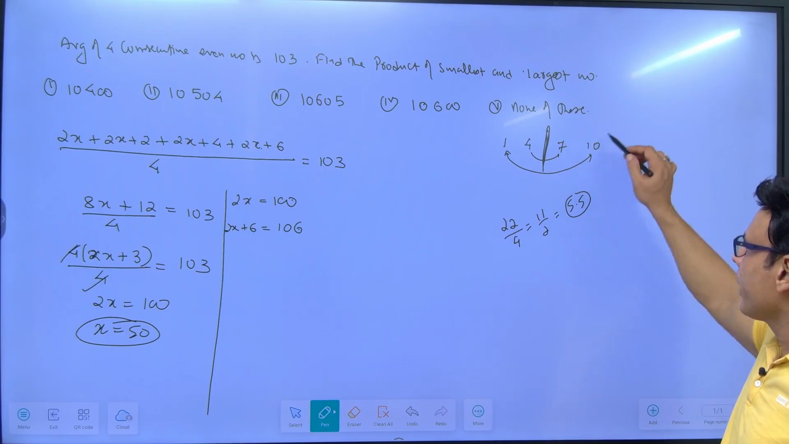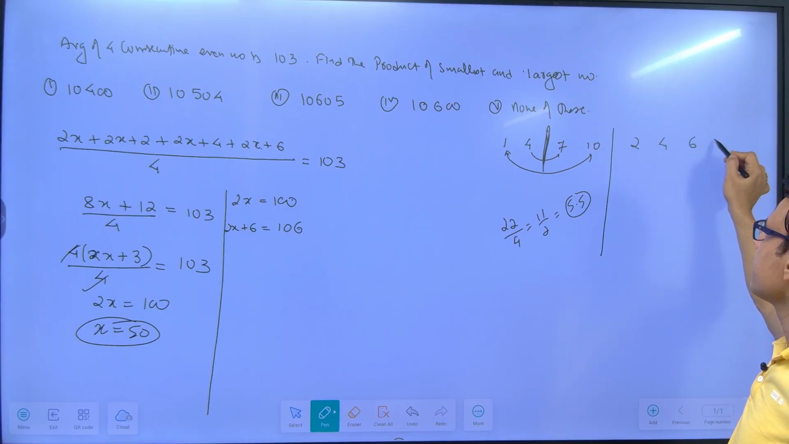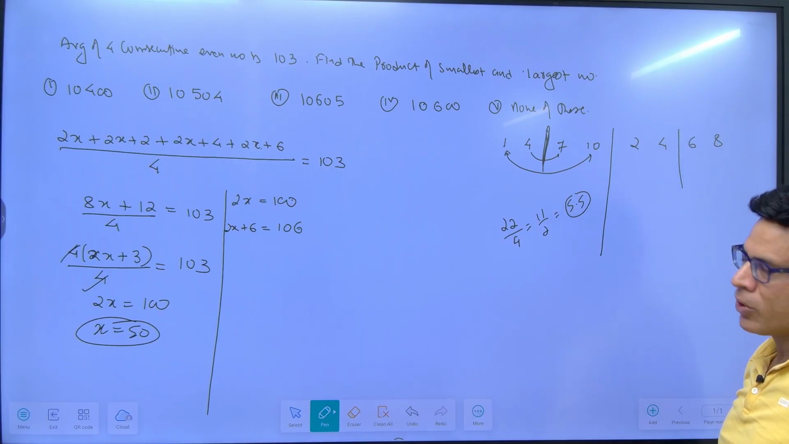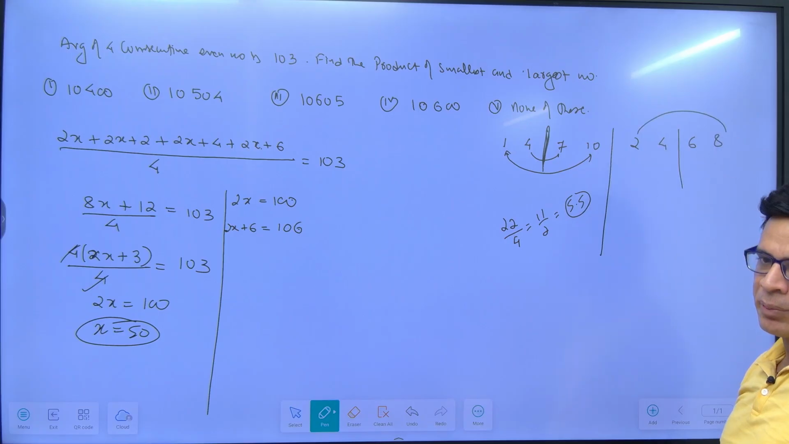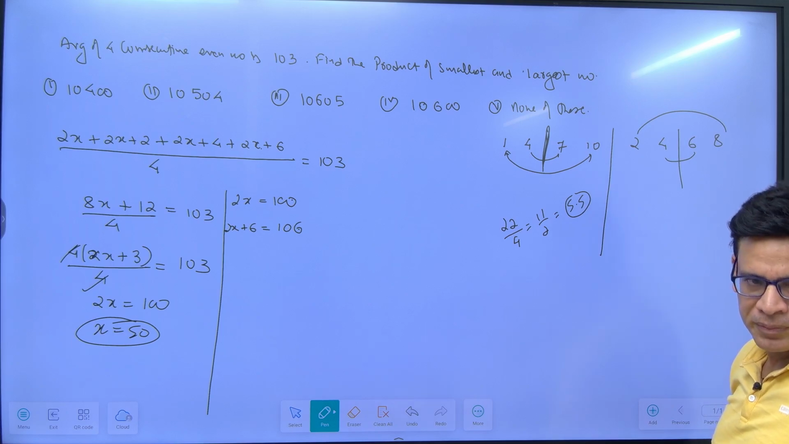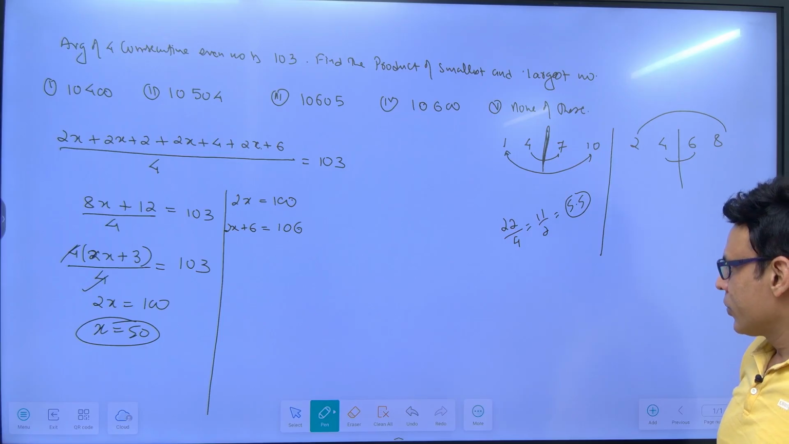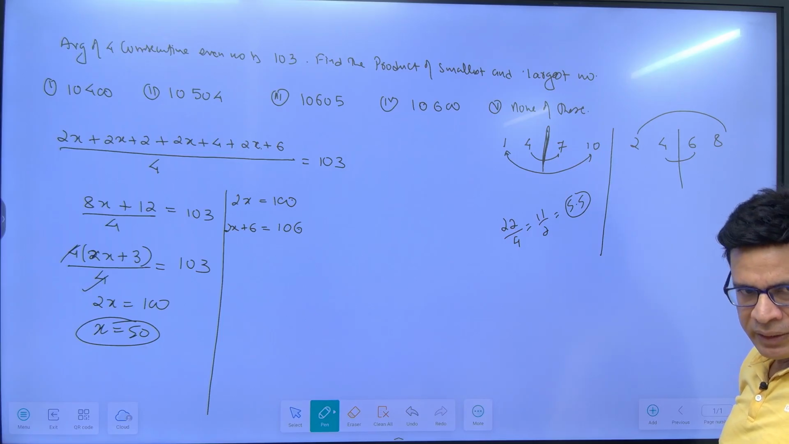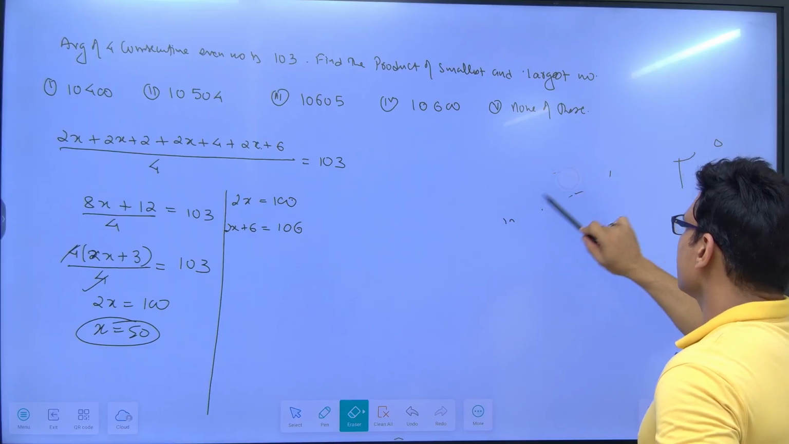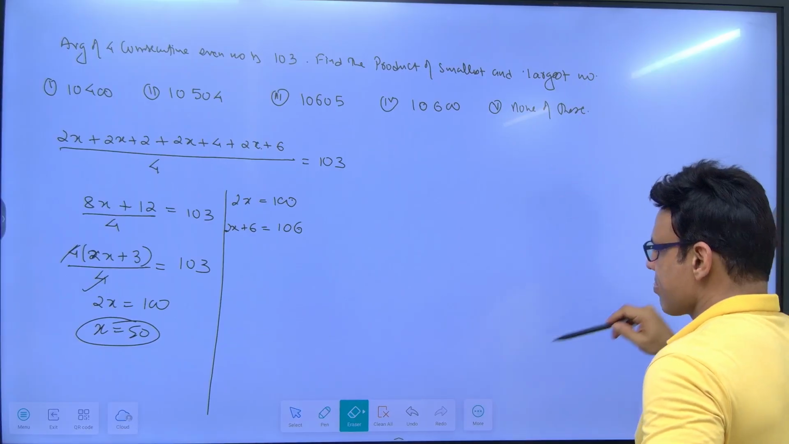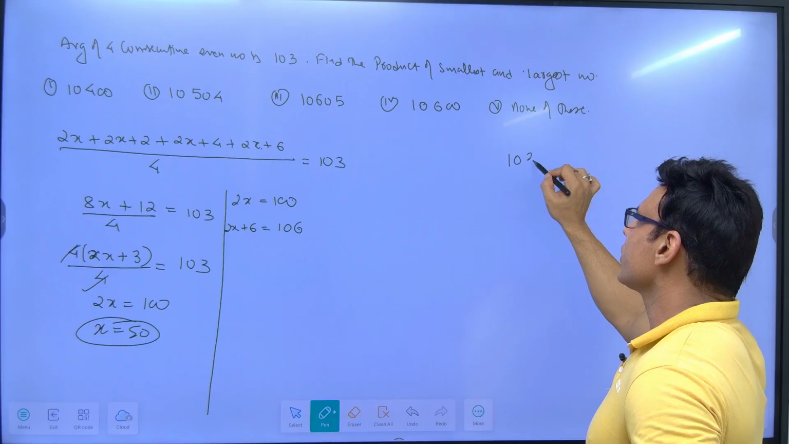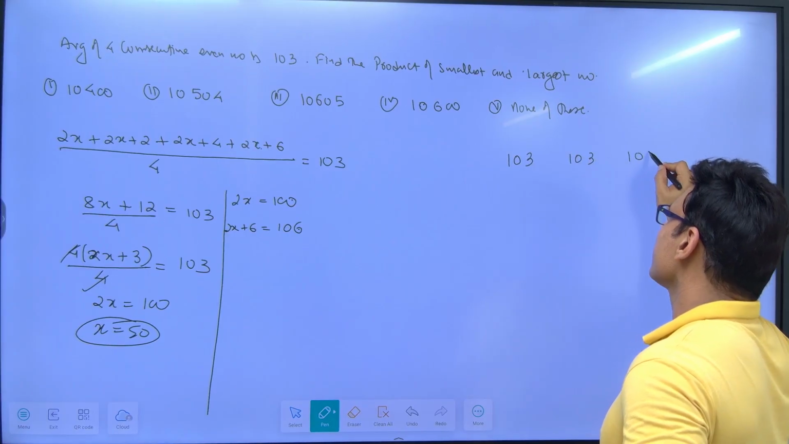If I have even numbers, let's say 2, 4, 6, 8, evenly spaced, the average will be somewhere in the middle, which can also be obtained by adding the first and last and dividing by 2, or the middlemost numbers, add them, divide by 2. So the evenly spaced thing is clear. Now see, in this case, what is the average? The average is 103.